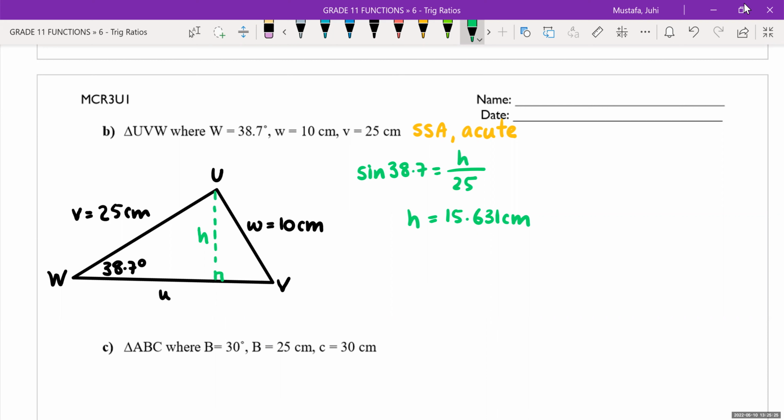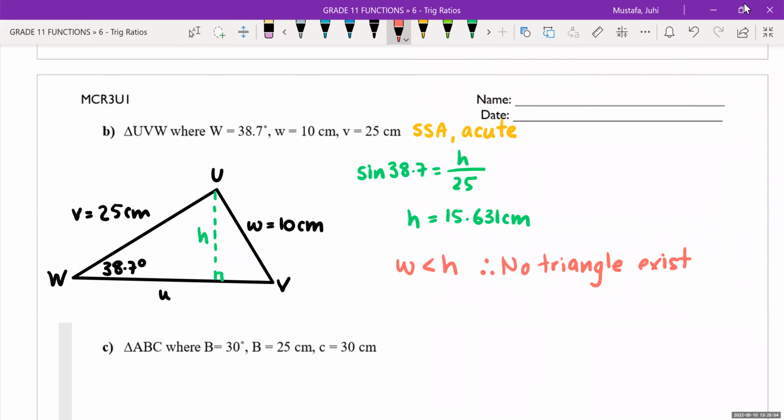So remember, 10 is supposed to be the hypotenuse, and this side length is 15. So the hypotenuse is less than h. Is that possible? Are we allowed to have that? No. So because side length w is less than h, therefore no triangle exists, and that's it. You can't do anything else. You can't calculate it, and that's the end of the question.